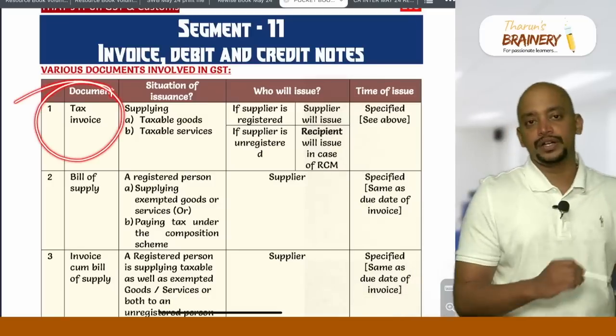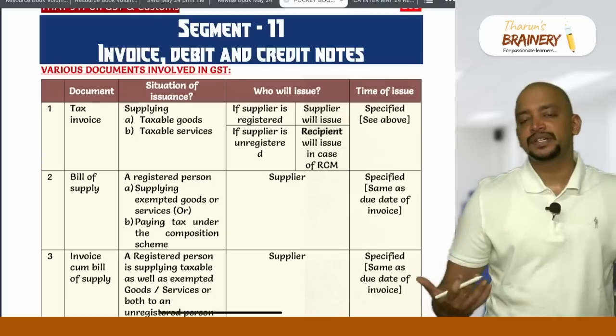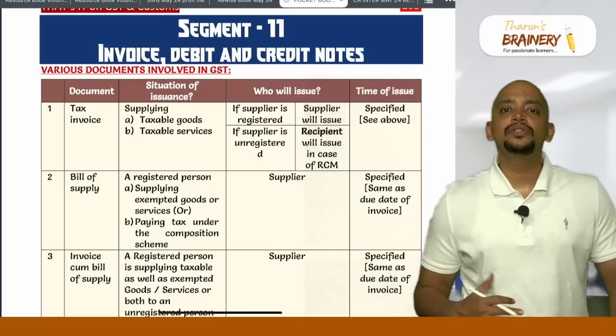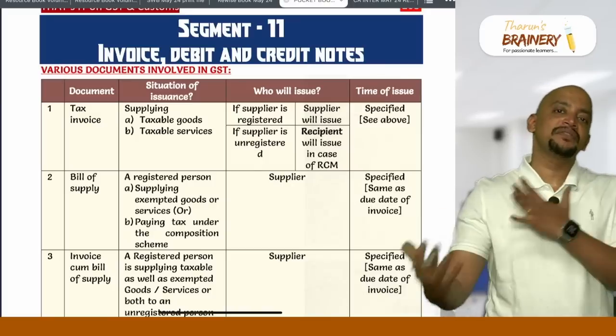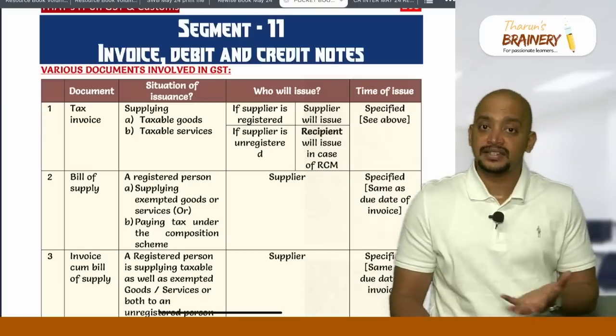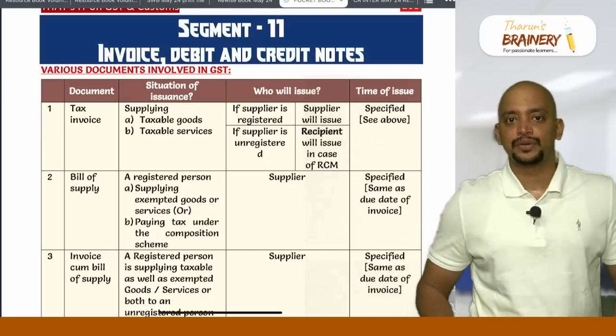So tax invoice, who will be giving tax invoice? Tax invoice is given by a registered person who is making taxable supply of goods or services. And generally, who will be giving tax invoice to whom? Supplier will be giving tax invoice to the recipient. But in case when the supply is covered under RCM and the supplier is unregistered, then recipient will be giving the tax invoice to the supplier.